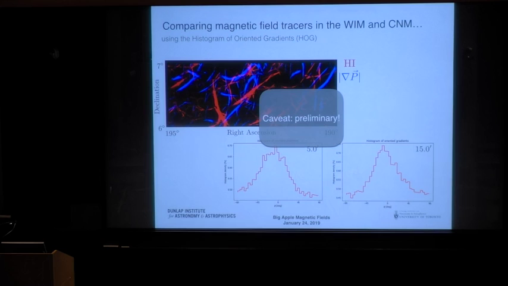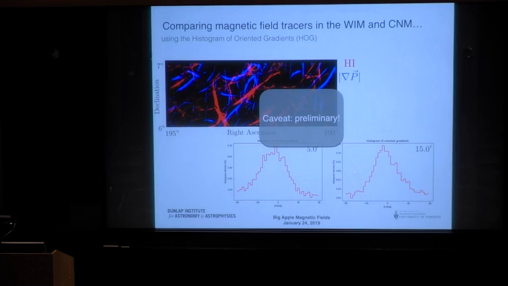Looking at your picture, the structure from H1 and the polarization gradients look different. They do. But why do the histograms look similar? Right, because the histogram of oriented gradients is not on a pixel by pixel basis.